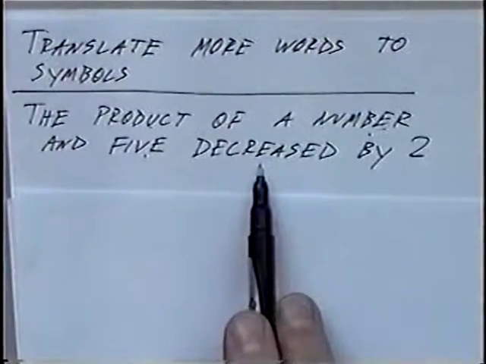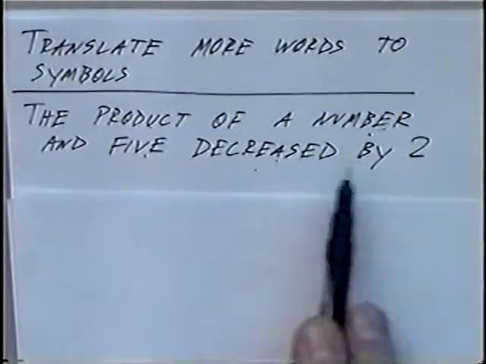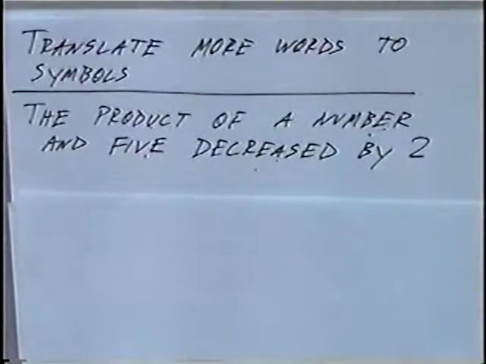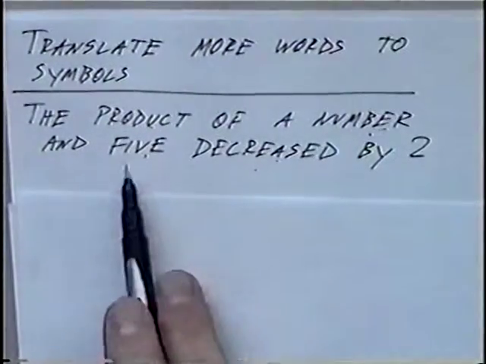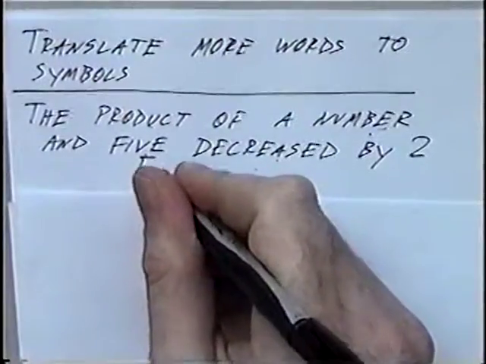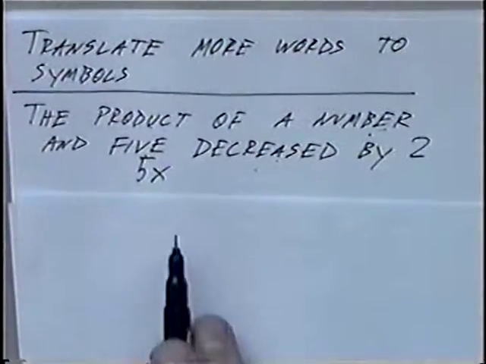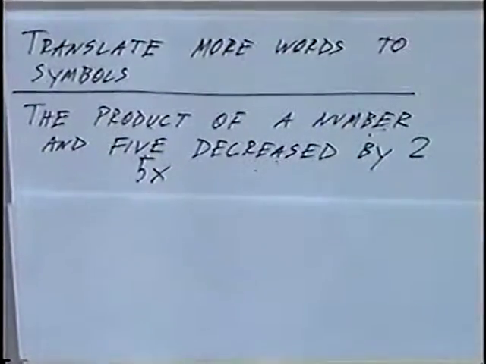And the vocabulary word decreased means to make smaller, or in math we can subtract by 2. So again, the product of a number and 5 would be x times 5. In math, we'll normally put the number before the variable. So instead of x times 5, you can write it as 5 times x, or 5x.